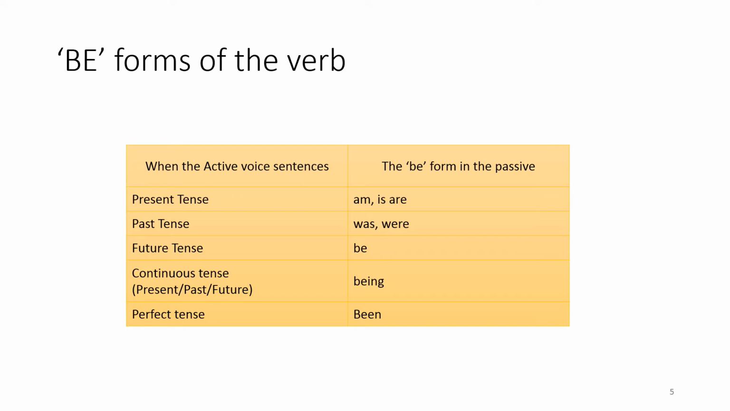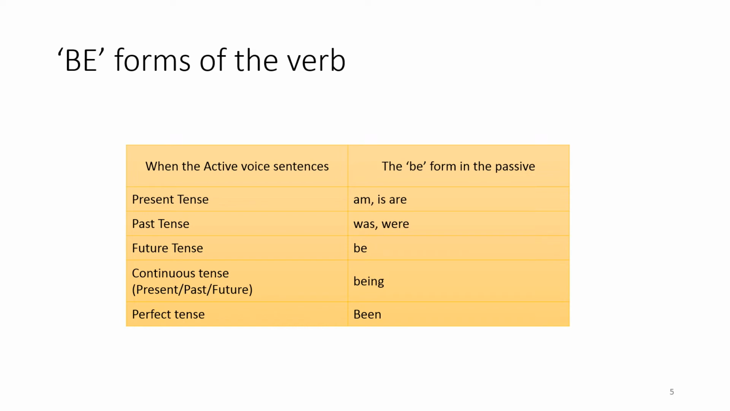Present tense be verbs are am, is, are. In my previous example, he plays football, it is present indefinite tense. To change it into the passive form, we have used is as the be verb because football is third person, singular number. That's why we have taken is.